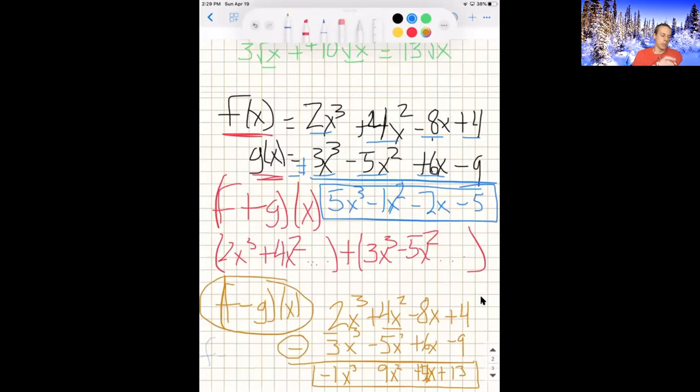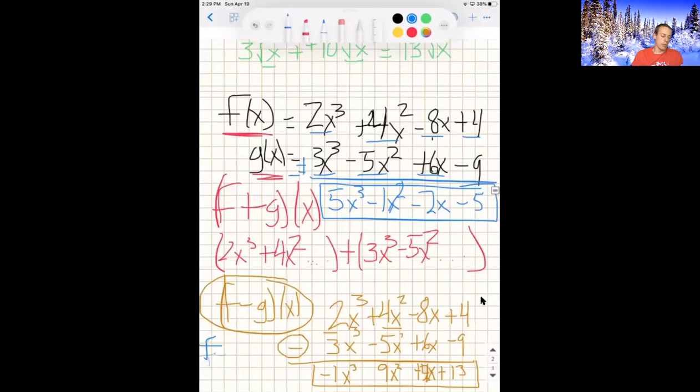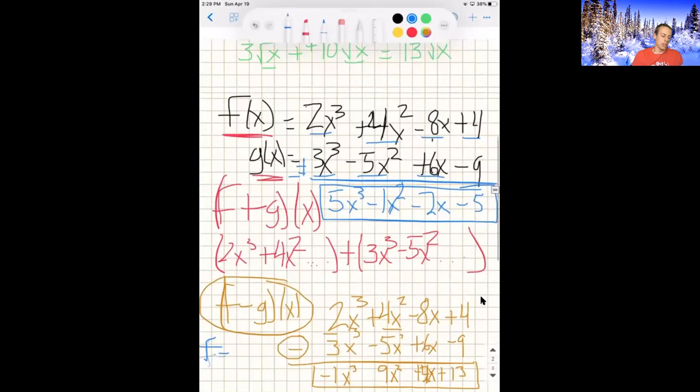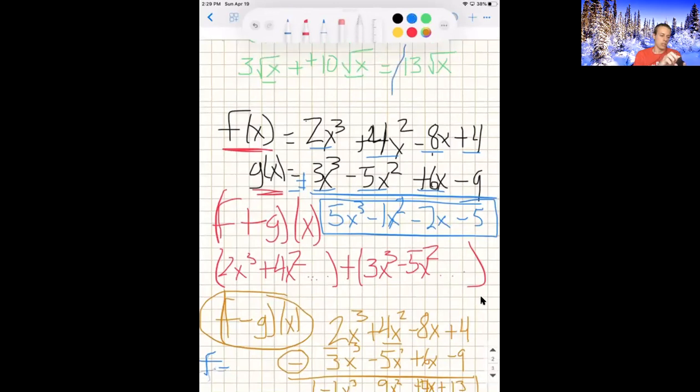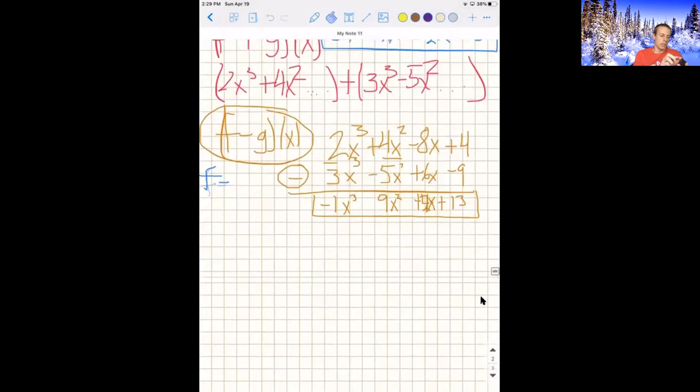Let me actually just switch my marker. They could ask us, what is f, come on, minus g, oh goodness gracious. We'll do it down here. Nope, it's still not liking it. There we go, f minus g of 2. That could be a question they ask us.